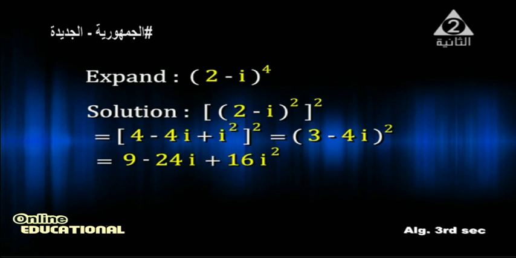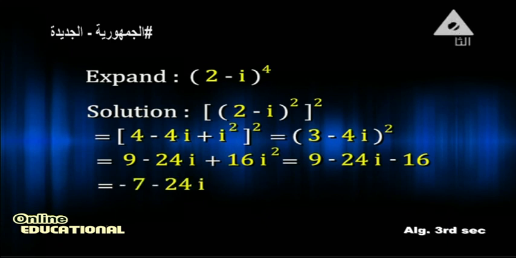Then 9 plus 16 i power 2, 16 i power 2 is negative 16, so 9 minus 16 equals negative 7. Final answer: negative 7 minus 24i.